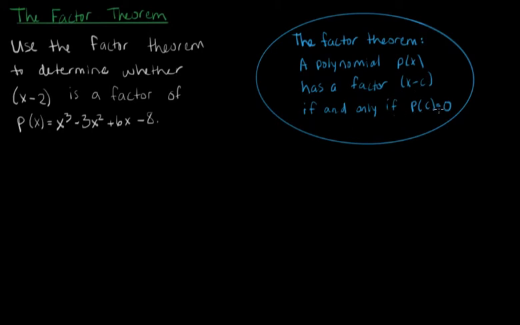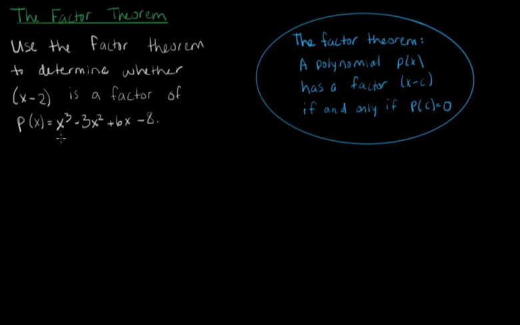And that should make sense because from the remainder theorem, if p of c equals 0, then the remainder is 0, which means that the factor divides evenly into the polynomial, which is exactly what a factor is, right? So if it divides evenly into the polynomial with no remainder, then p of c needs to be equal to 0 from the remainder theorem. So that should make a lot of sense.